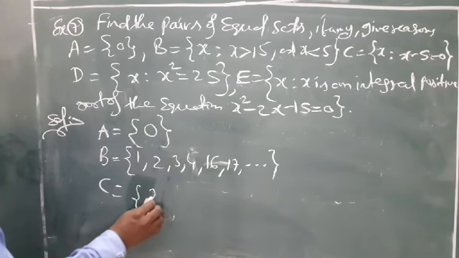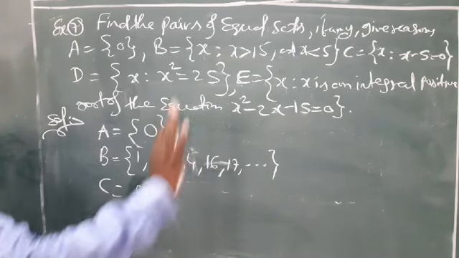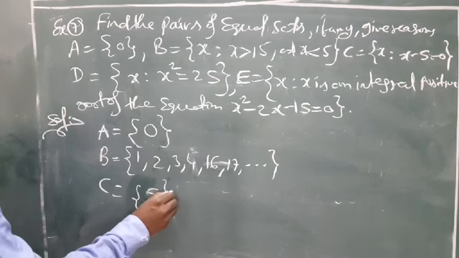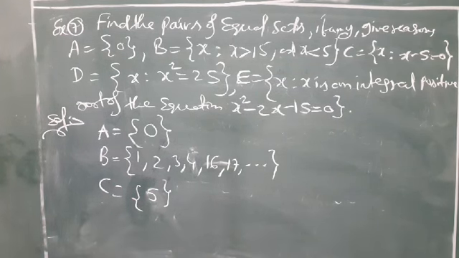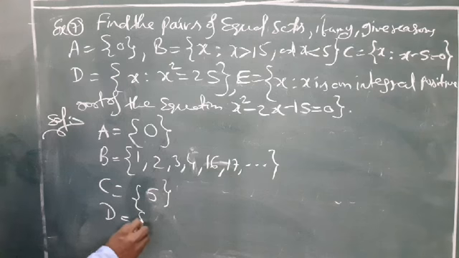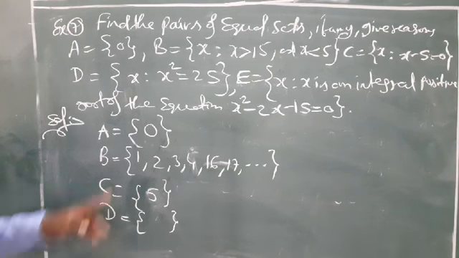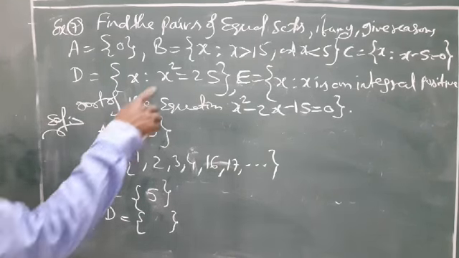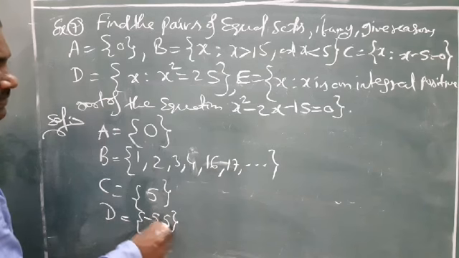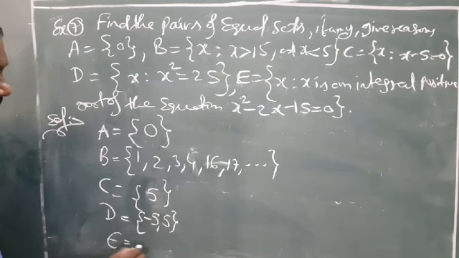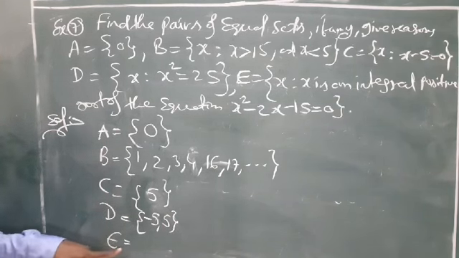c is equal to x such that x minus 5, that is also set builder form, so you can take only x minus 5 equals 0, x is equal to 5. What is d? x square is equal to 25, then x is equal to plus or minus 5. Yes, plus or minus 5.